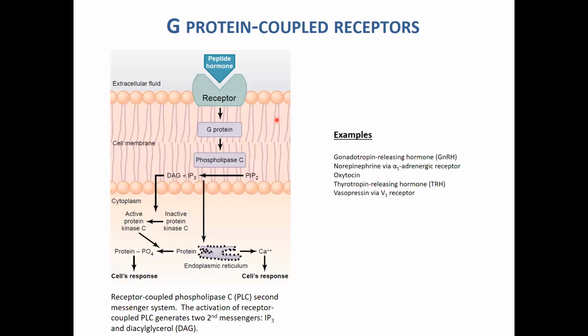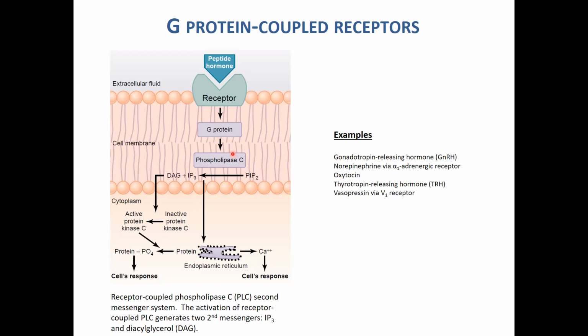There are also G protein coupled receptors coupled to phospholipase C. In this particular schematic, the binding of a peptide hormone to its receptor activates a G protein. This is called G alpha Q, which is going to activate phospholipase C. Phospholipase C is an enzyme that cleaves a lipid molecule called PIP2, which stands for phosphatidylinositol 4,5-bisphosphate. It's going to cleave that molecule in two.